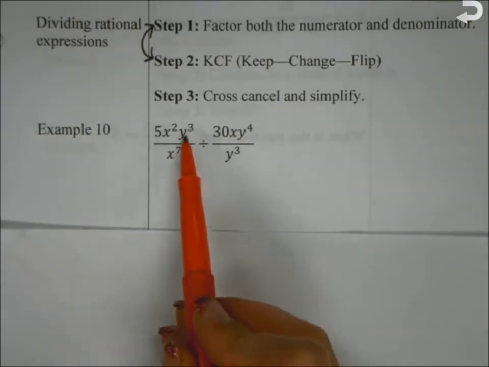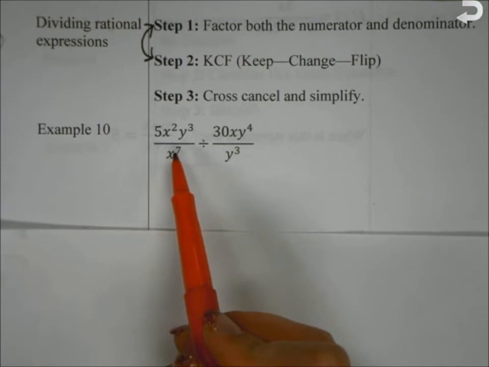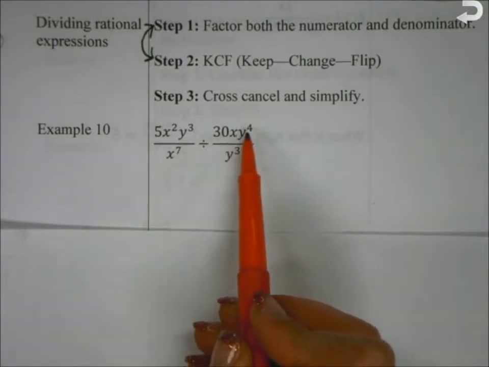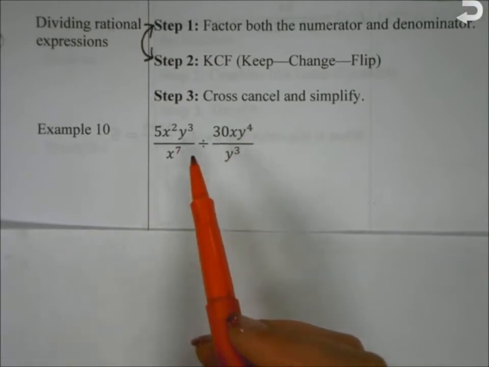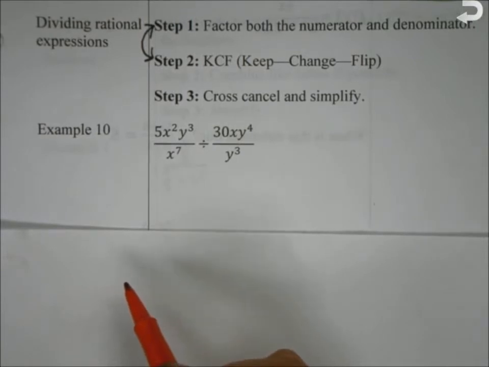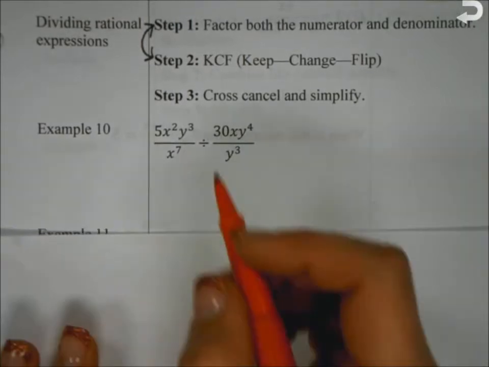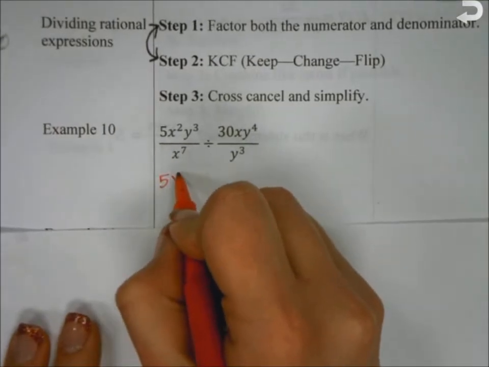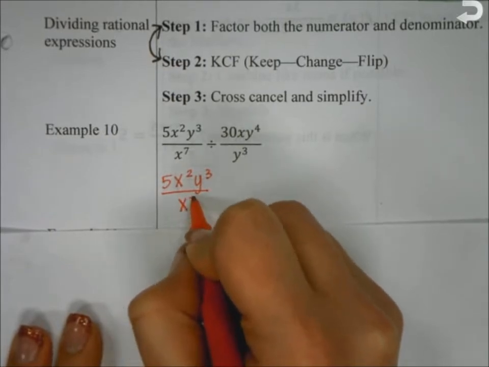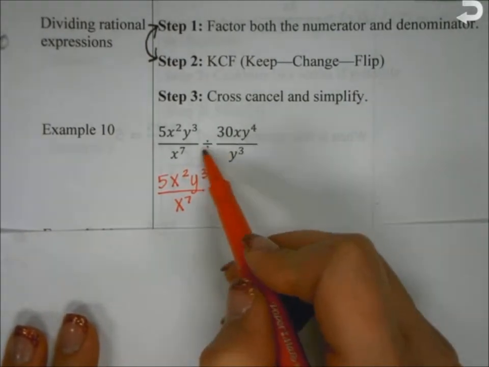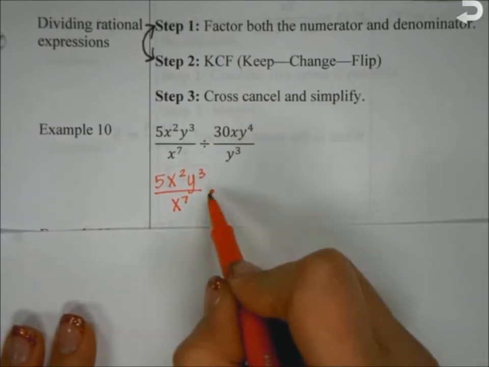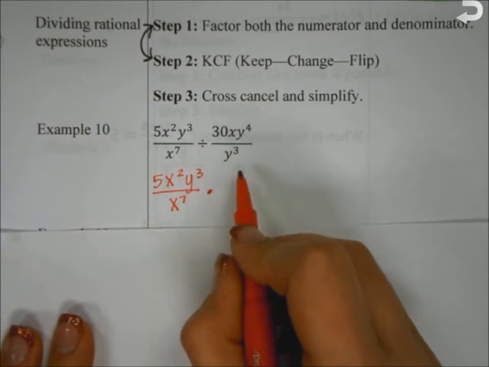Now, first step, I want to change it to a multiplication problem. So I am going to keep it: 5x squared y to the third over x to the seventh. Change it. So we change our division to multiplication. And then we flip it. So this second fraction becomes y to the third over 30x y to the fourth. So what we're really doing in division is multiplying by the reciprocal.